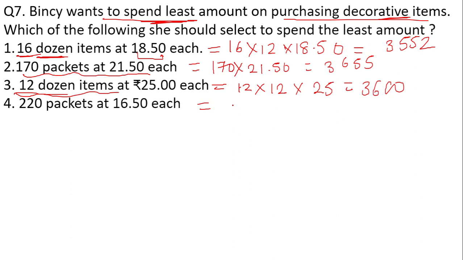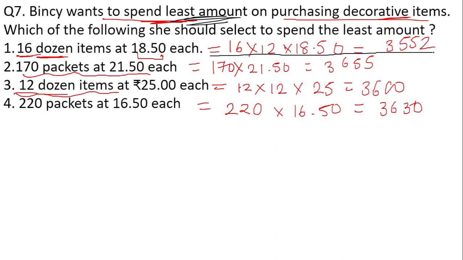220 packets at 16.50 each. So one packet is costing me 16.50 rupees. So 220 packets will cost me 220 into 16.50. This will give me 3630. So what have they asked us? Least. So where are we getting the least amount? Least amount in the first option itself. 3552. The correct answer will be option number 1.